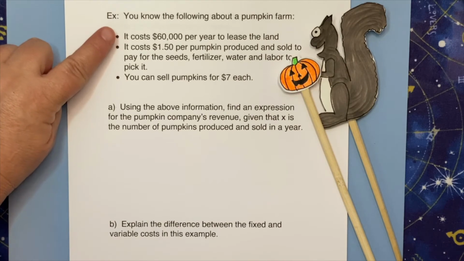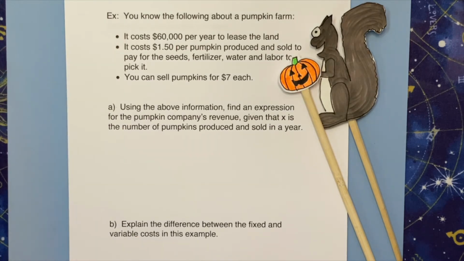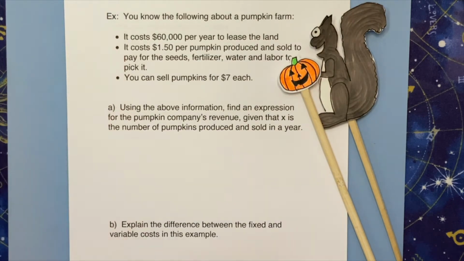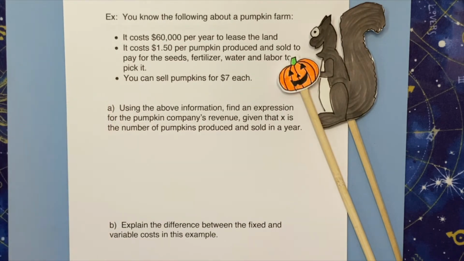And in my totally imaginary example, it's going to cost us $60,000 per year to lease the land. And keep in mind, we pay that money whether we grow anything or not. We just have to pay the landowners. And then I'm going to say it costs $1.50 per pumpkin produced and sold to pay for the seeds, the fertilizer, the water, and the labor to pick it. I have no idea if this is reasonable or not. I've just come up with that amount. And then you can sell pumpkins for $7 each.